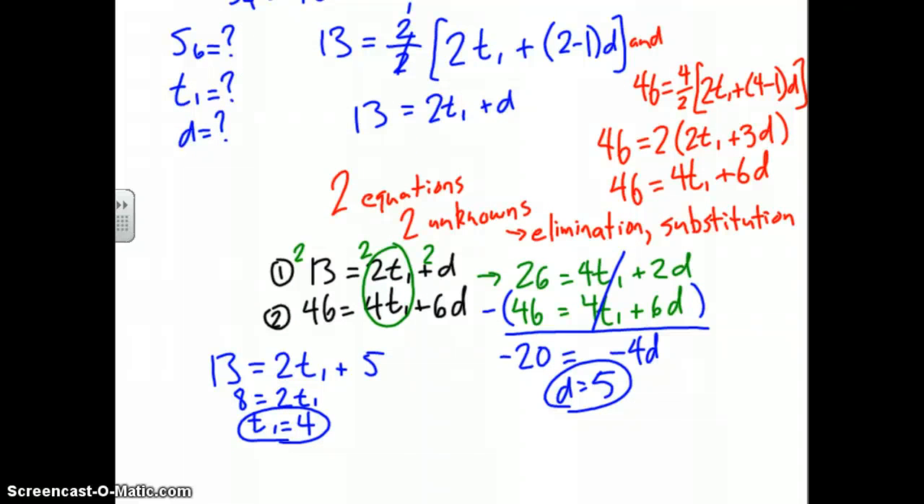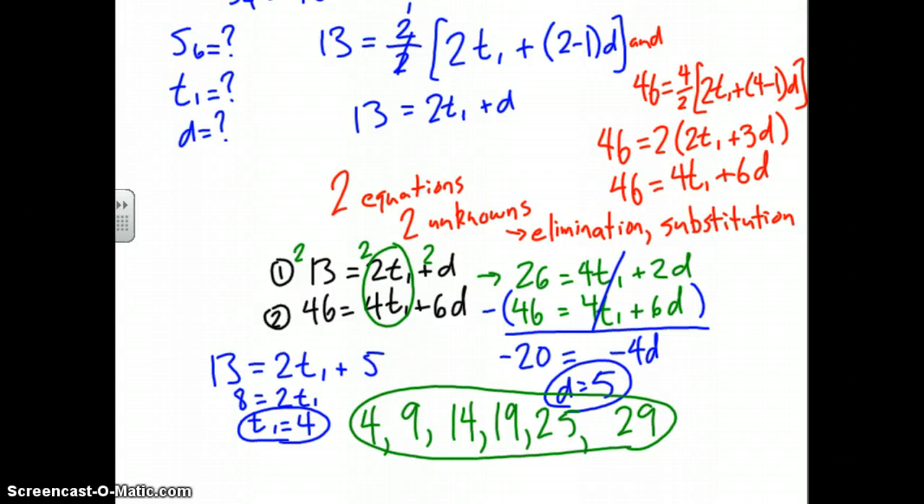So the first 6 terms. The first one is 4. The second one is 5 more than that, so it's 9. Then it's 14. Then it's 19. Then it's 24. So that's 5 terms. And then it's 29. So 1, 2, 3, 4, 5, 6. Those are our first 6 terms.